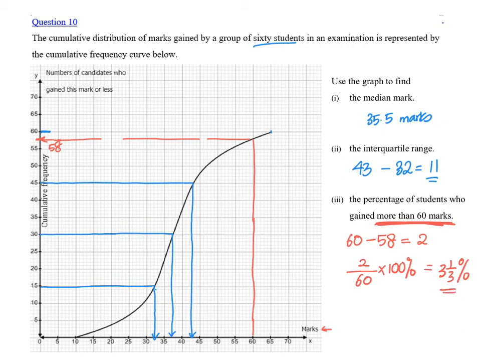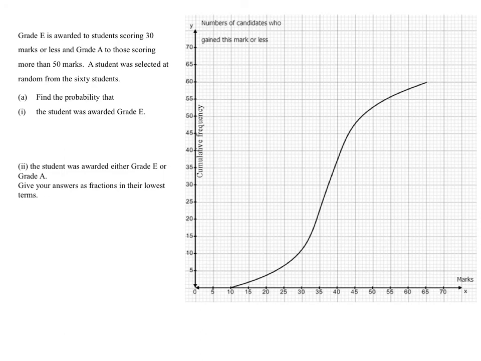Have you gotten the answer? Moving on to the next part of the question. Question says that grade E is awarded to students scoring 30 marks or less. That means they are the bottom 30. Let's take a look at the graph for 30 marks or less. For 30, I have people scoring 30 marks or less, a total of 11 people. So these are the people who score 30 marks or less.